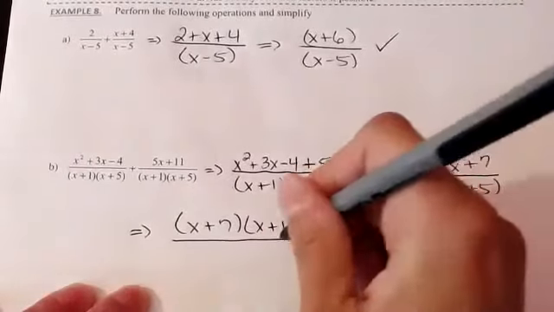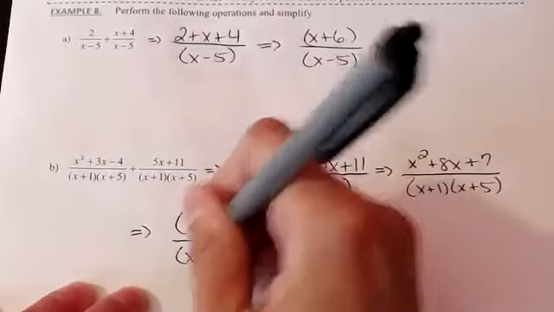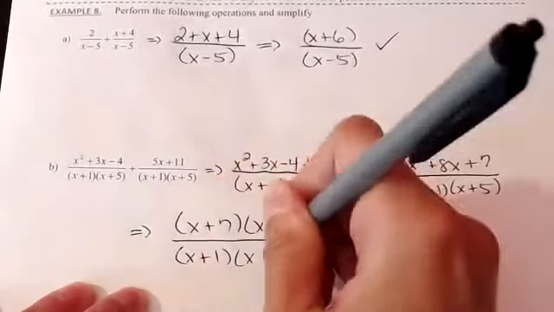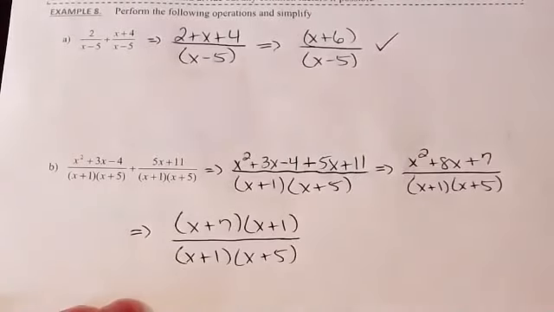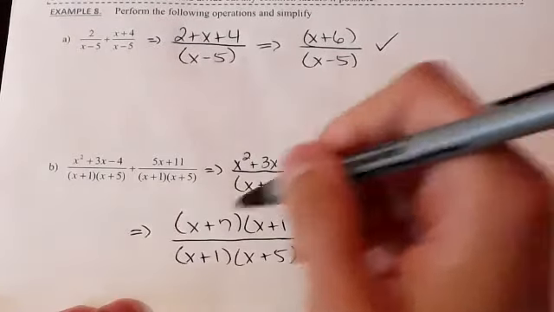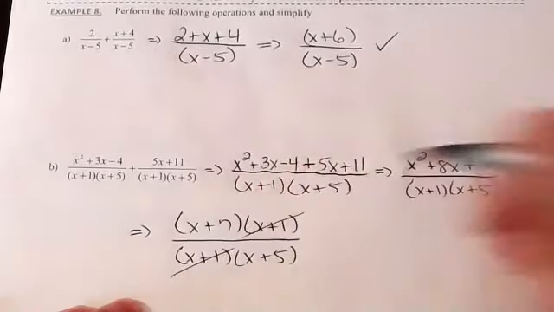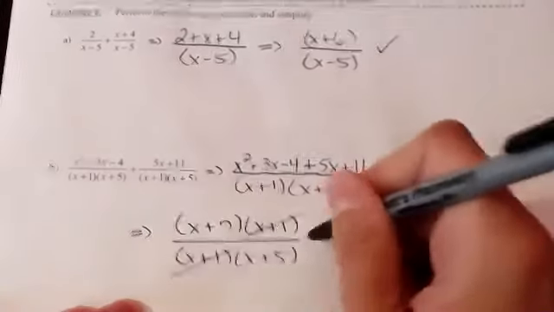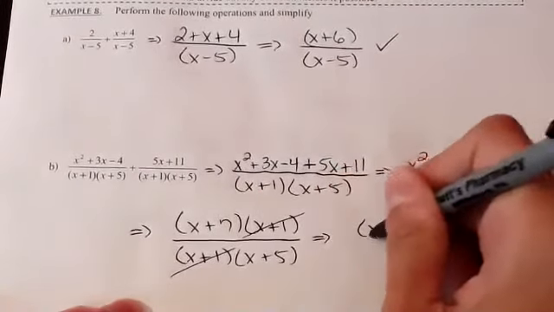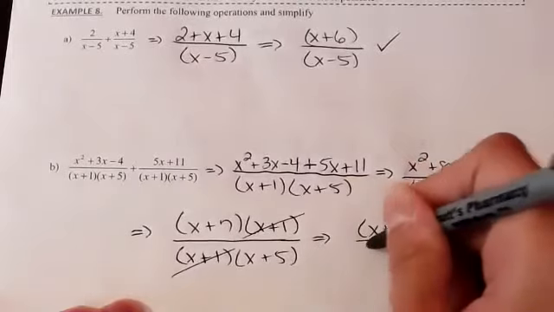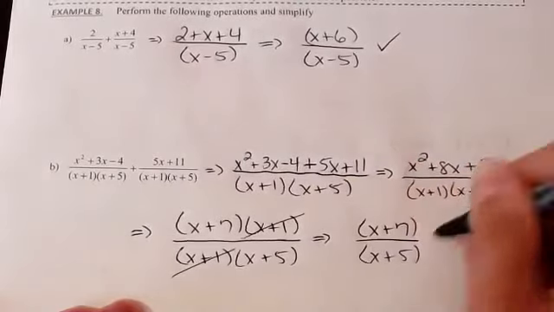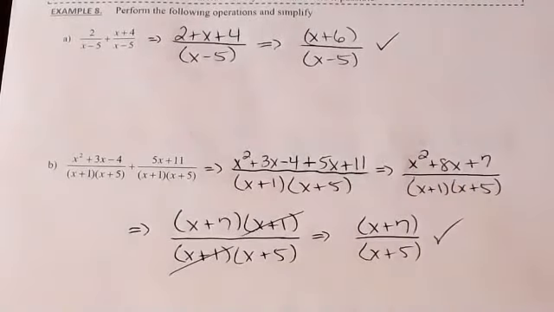We're going to write it over our common denominator, which is x plus 1 times x plus 5. And then, of course, we're going to cancel out common factors. So we divide them out, and voila, I have my final answer of x plus 7 over x plus 5. And there you have it. That is the process of adding and subtracting fractions with common denominators. We have time for another one.